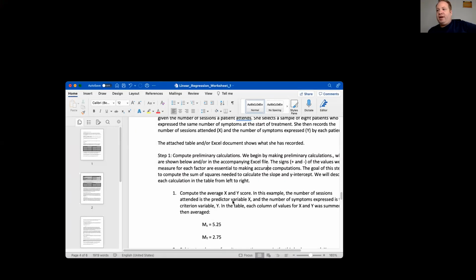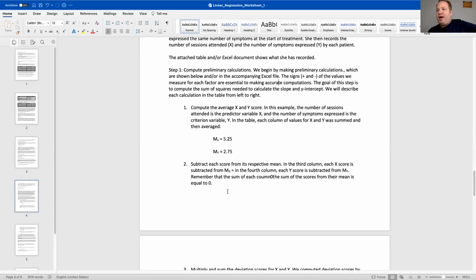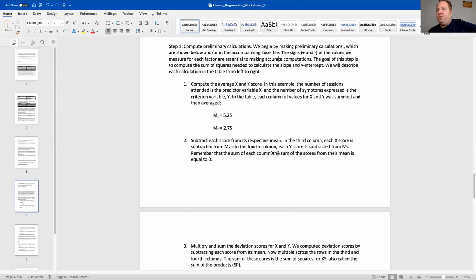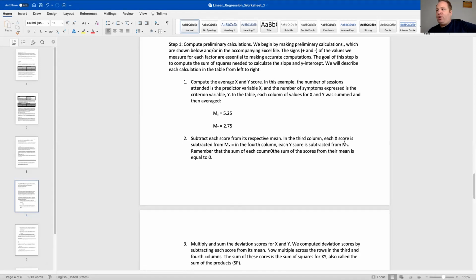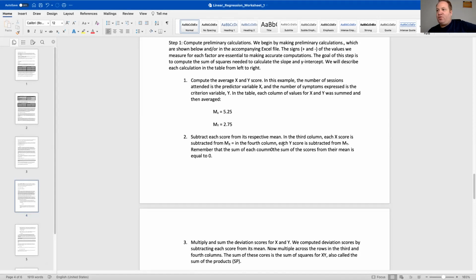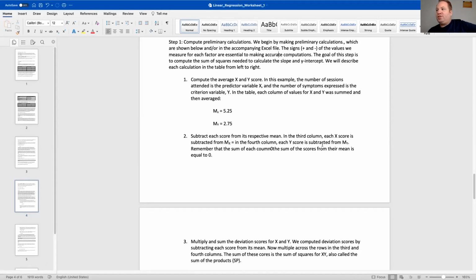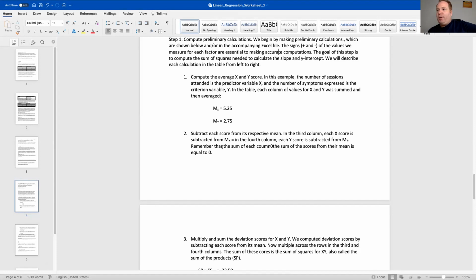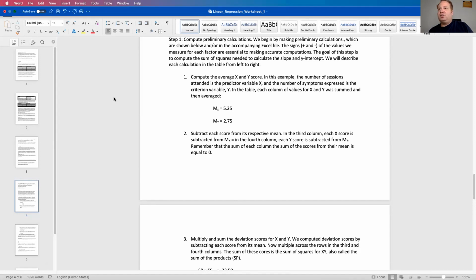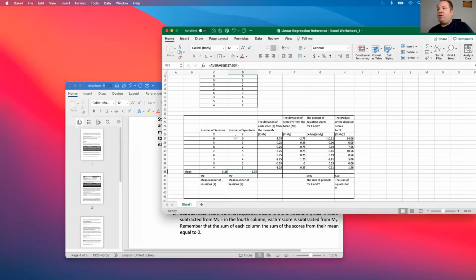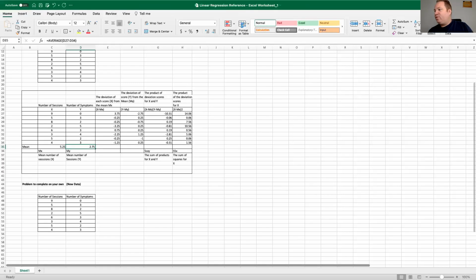So the next thing we're looking at is subtract each score from its respective mean. In the third column, each score X is subtracted from the mean X, and in the fourth column, each score Y is subtracted from the mean Y. Remember, the sum of the scores from their mean is equal to 0. So what we're talking about is this right here. Let me zoom in a little bit for everybody.